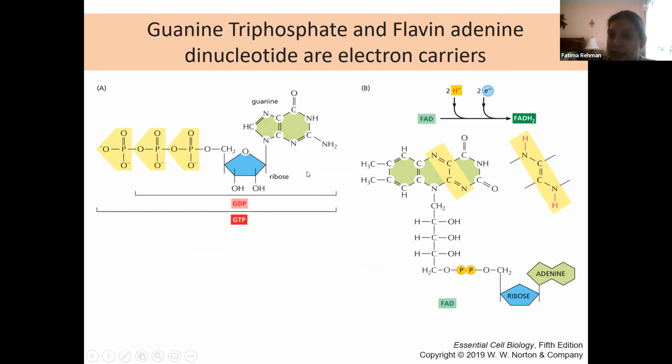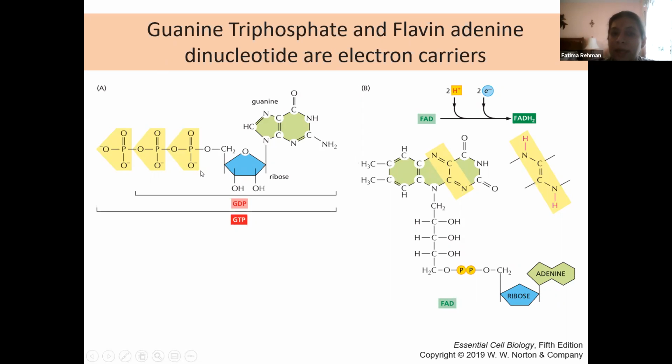So looking at some of the NADH we talked about before, looking at some of these other. So in GTP, just to make sure that you recognize those structures, it is very similar to an ATP. Instead of adenosine, it's guanine triphosphate. So it still looks the same. It's a ribose sugar, guanine, and then the 3 phosphates attached to the 5' carbon on the ribose sugar.